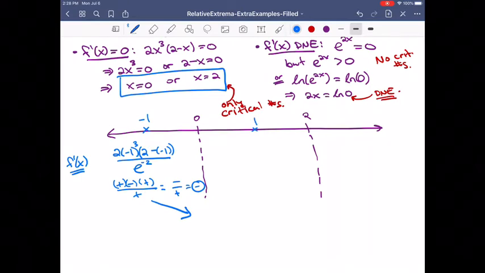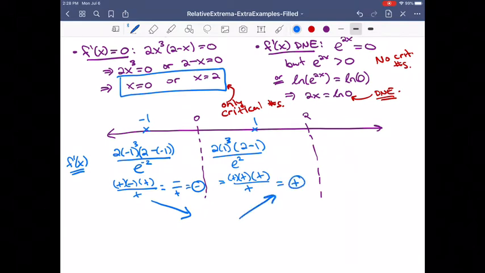Okay, if I try it with 1, I'm going to have 2 times 1 cubed times 2 minus 1 over e to the 2. So again, here I have a positive, the positive 2. 1 cubed is positive. 2 minus 1 is also positive, and e squared is also positive. So here I have a positive number, so I'm going to be increasing.